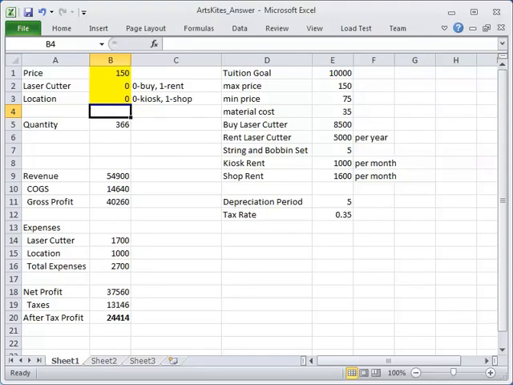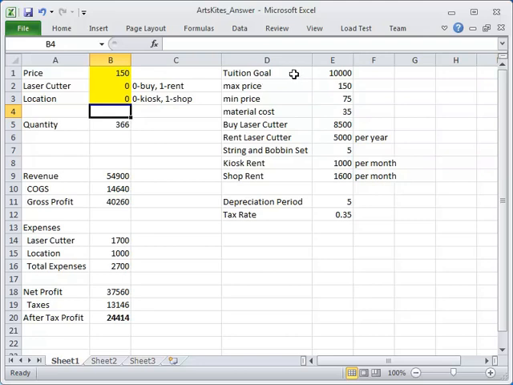Here we have a solution for Art's kites. Let's take a look at how the reasoning worked. Now, as the case reads, Bob Winward is a hobbyist who makes kites. It talks about how he got into the kites and what kind of money they make, and the fact that he needs $10,000 in order to make his tuition.